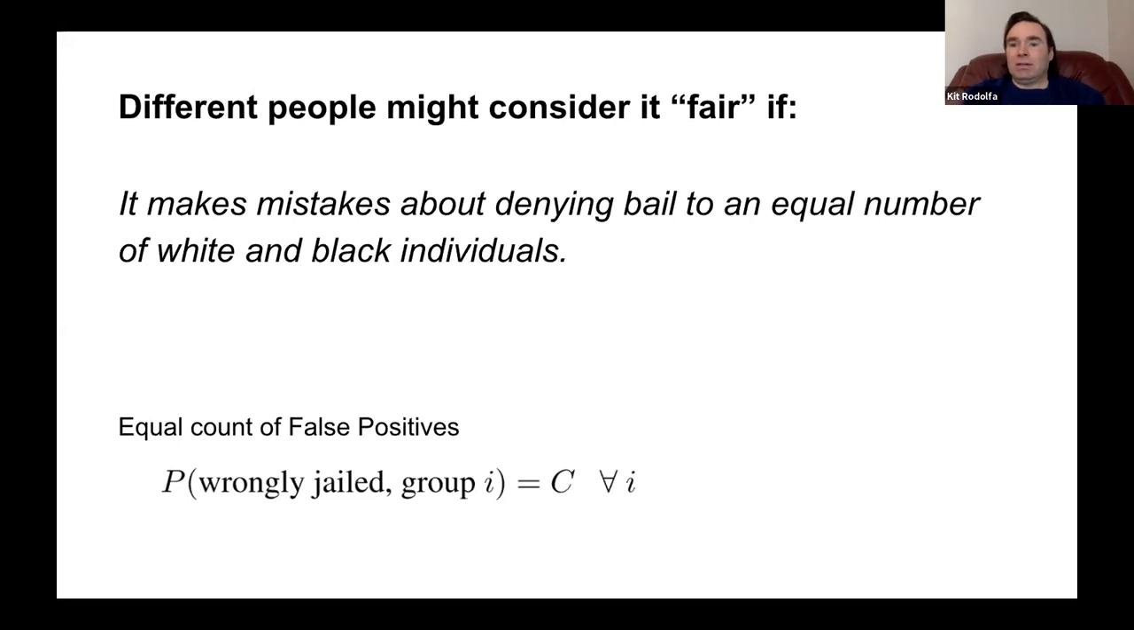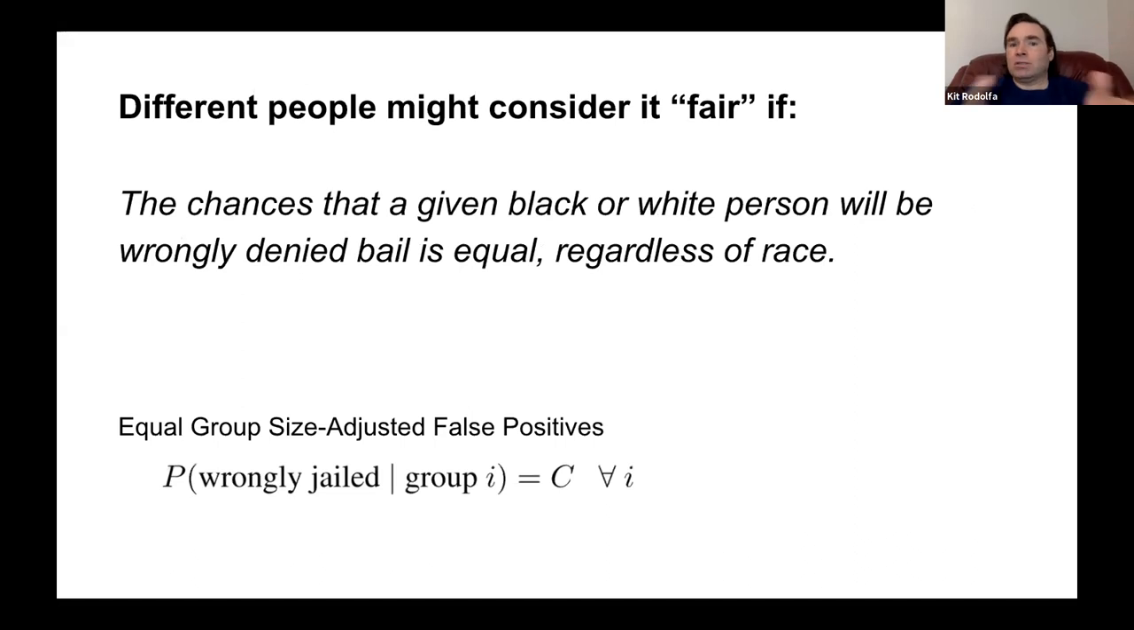So you might be saying, well, we need to actually normalize for the size of the groups. Somebody else might say, well, maybe it's not similar counts, similar number of people, but the chances that a given Black or white person will be wrongly denied bail is equal. So now we think of this as some conditional probability: the chances that you're denied bail, given among everyone in one group or another, might be different.